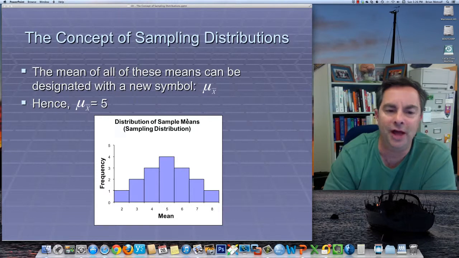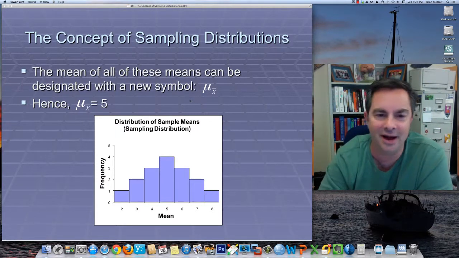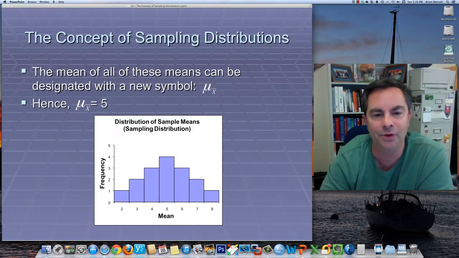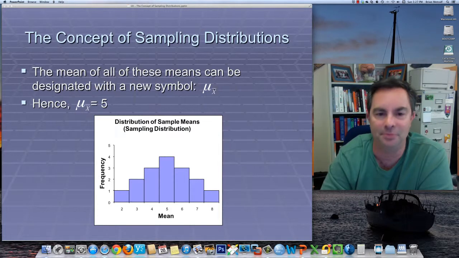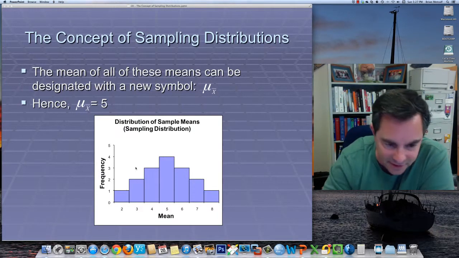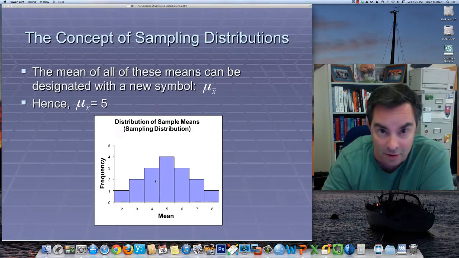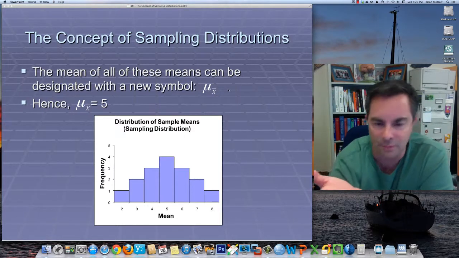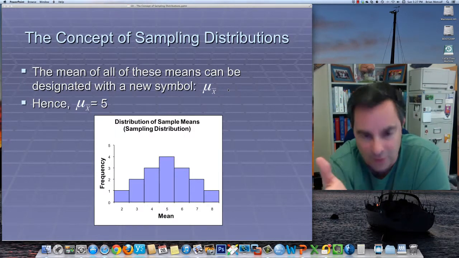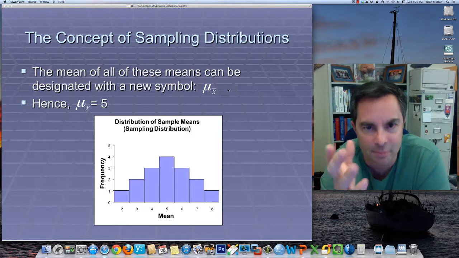Now, when we calculate the mean of all of those means, that's a unique new thing, and we have a symbol for it. We use the population value mu, the mu of the x bars. X bars, again, is a symbol representing sample means. So all of these 16 are sample means. Those are all x bars, right? And the mean of all of those x bars is equal to this new symbol that we use for it, mu x bar.